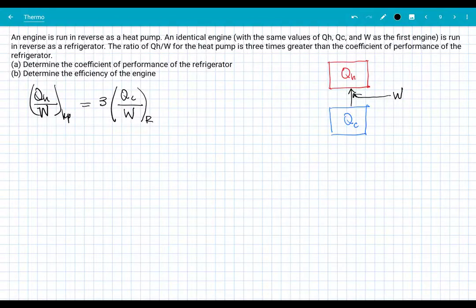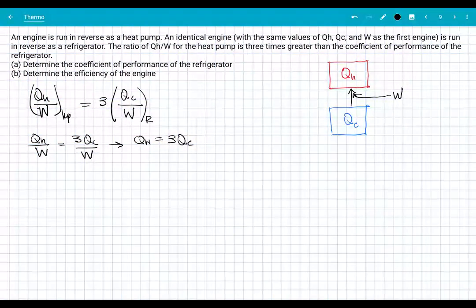So we know that for these different systems, the problem tells us that QH, QC, and W values are all the same between them, right? Those are all the same. So I can then write this equation out as QH over W equals 3 QC over W. I know the works are the same, so that tells me that QH is equal to 3 QC. This is super useful, and I can write this as QC is equal to 1/3 QH. So just get a handle on that for a moment. QC is equal to 1/3 of the QH.